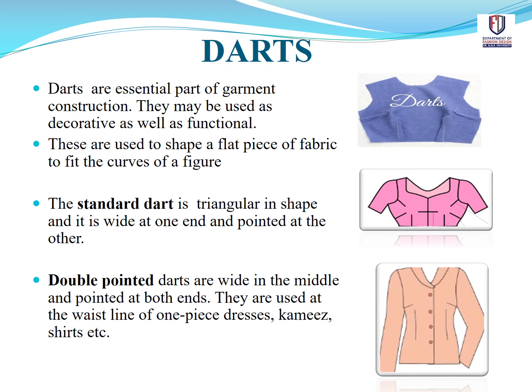Darts. Darts are an essential part of garment construction as they are used for decorative as well as functional purposes. These are used to shape a flat piece of fabric to fit the curves of the figure. The standard dart is triangular in shape and it is wide at one end and pointed at the other. These darts are mostly used in blouses, skirts, trousers, etc. Double-pointed darts are wide in the middle and pointed at both ends, as they are used at the waistline of one-piece dresses, kurtis, and shirts.